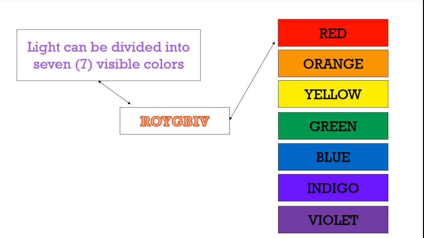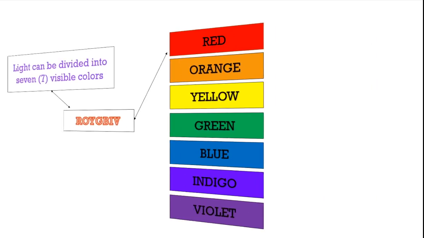Light allows you to see everything on earth. You can see things because objects reflect light into your eyes. If there was no light, you would stumble in the darkness.